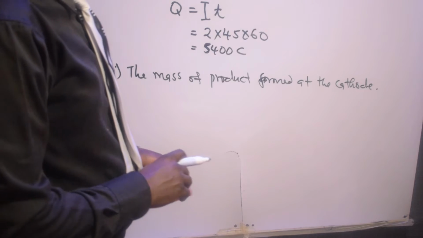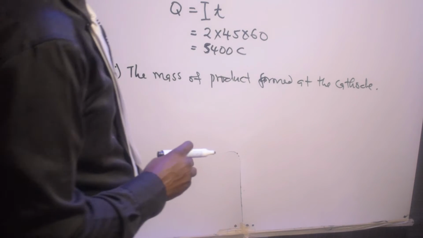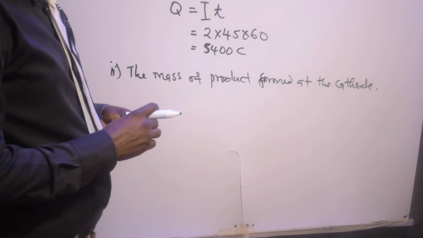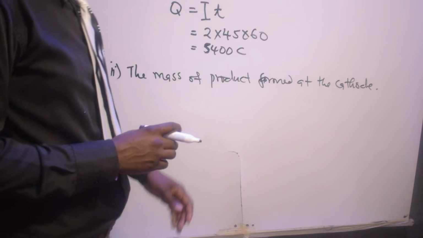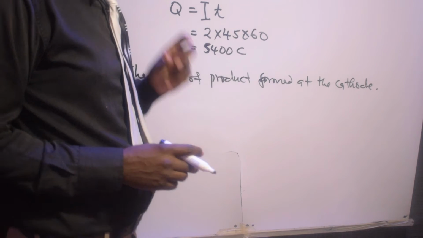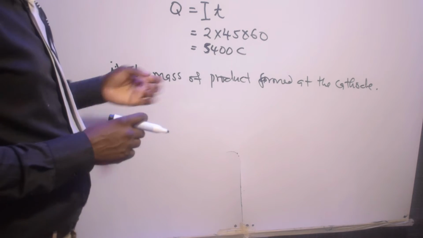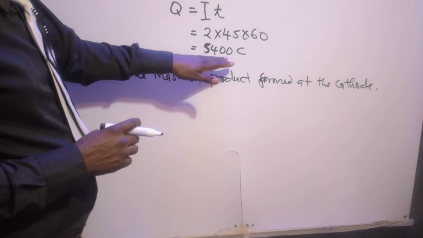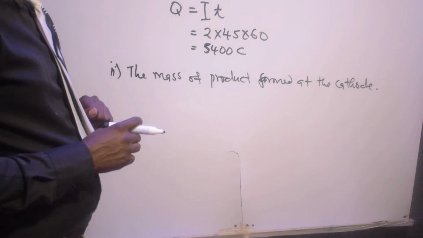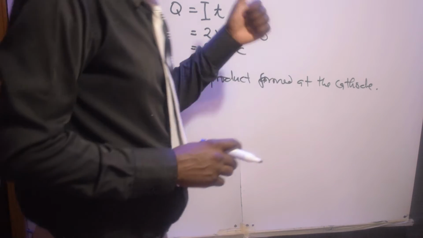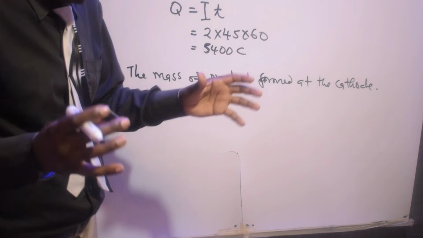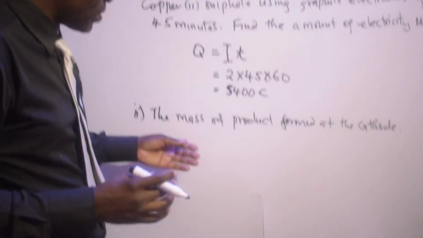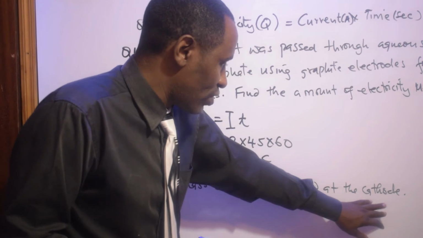The mass of the product formed at the cathode. Now there are 2 things here that we need to follow to be able to work out the amount of product formed at the cathode. There are 2 important things that we need to have here. One of them is what we just discussed here, that is the amount of electricity. Number 2, we need to have an equation for the reaction that actually happens at that electrode, for example, the cathode here.